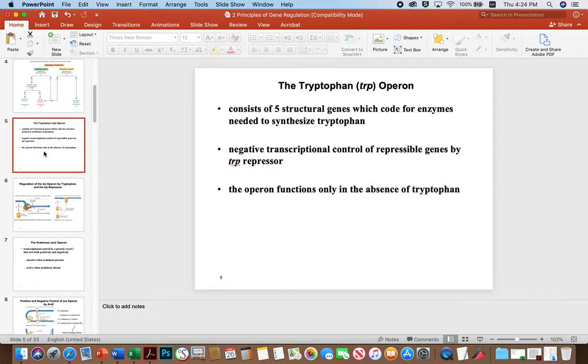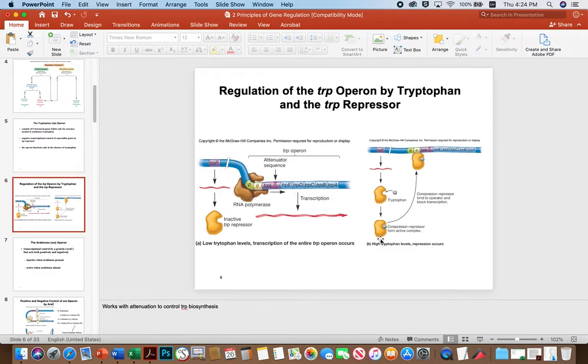A good example of some of these concepts is the tryptophan biosynthesis operon, and it's regulated by the TRP repressor. So again, this is a series of enzymes that are required for tryptophan biosynthesis. So in this picture, you've got panel A and panel B. In panel A, there's low tryptophan levels. Transcription of the entire TRP operon occurs. And so in this particular case, the TRP repressor that you see here is transcribed and translated into an inactive repressor.